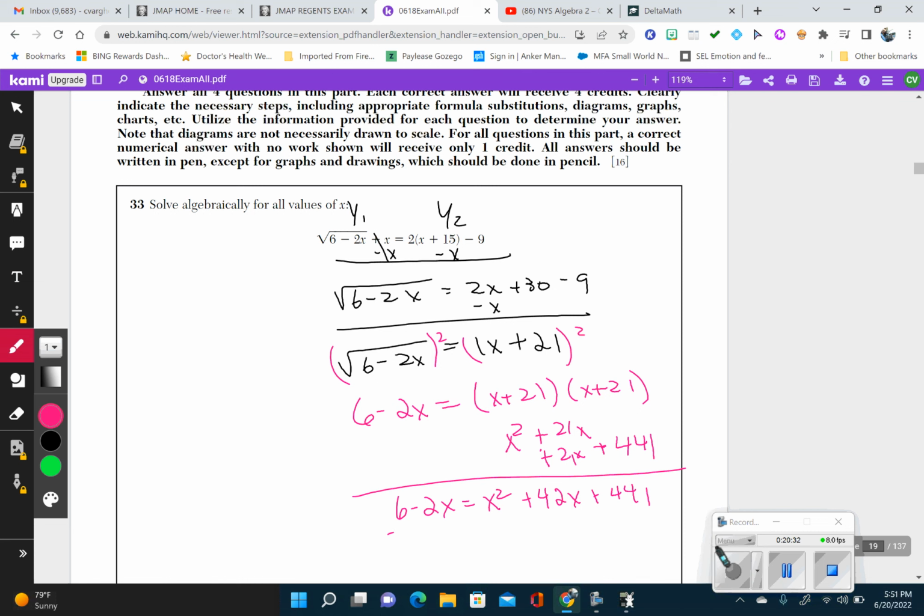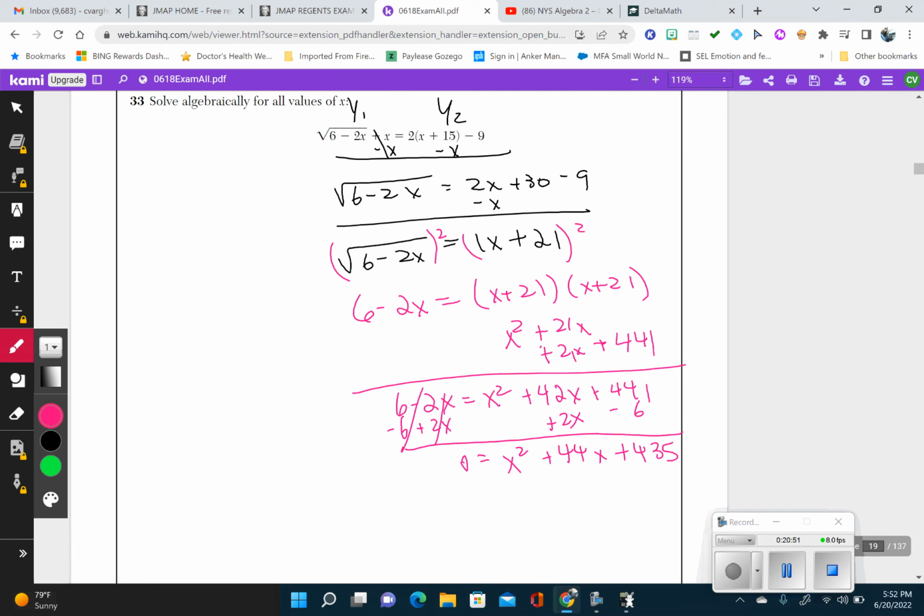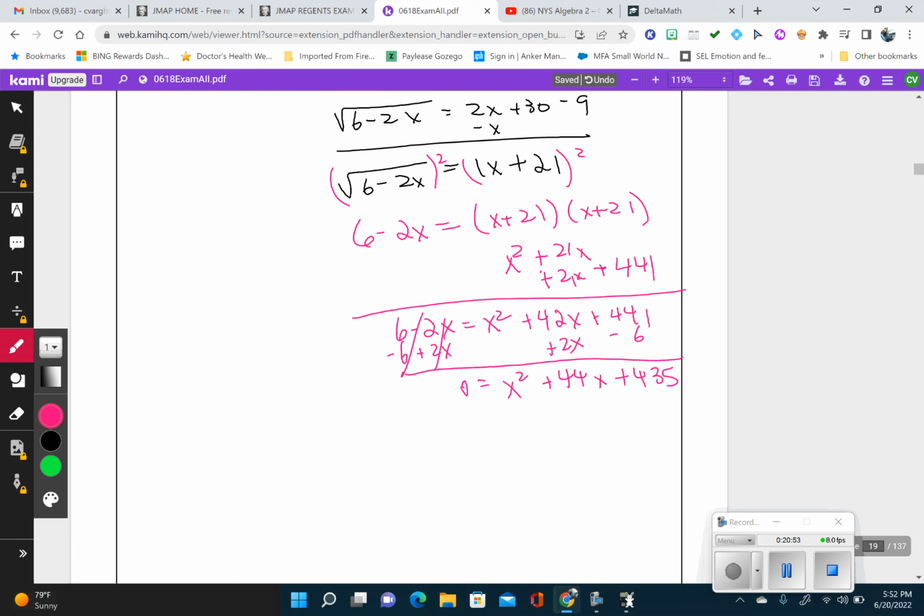Alright, so now I'm going to minus 6 because I've set this equal to 0, and plus 2x. So minus 6 from here and plus 2x here. And that allows me to cancel this out, which is 0. So 0 equals x squared plus 44x plus 435. So I'm looking for two numbers that add to give me 44 and multiply to give me 435. It might take us some time, but that's okay.